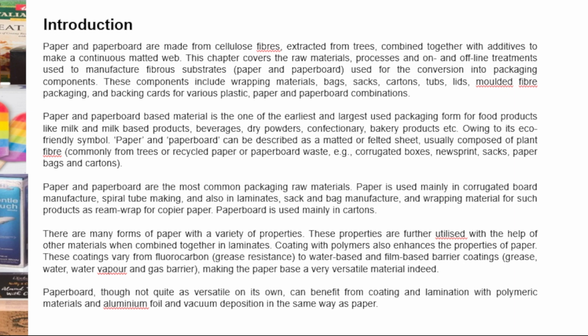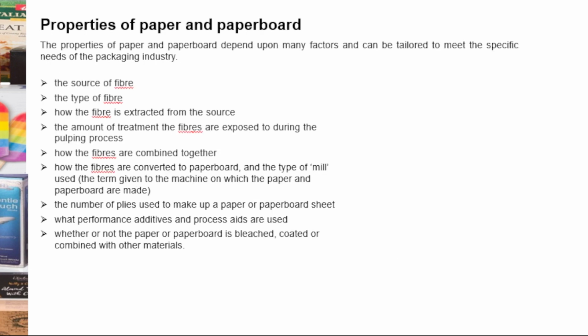Paperboard, though not quite as versatile on its own, can benefit from coating and lamination with polymeric materials and aluminum foil and vacuum deposition in the same way as paper. Properties of paper and paperboard.